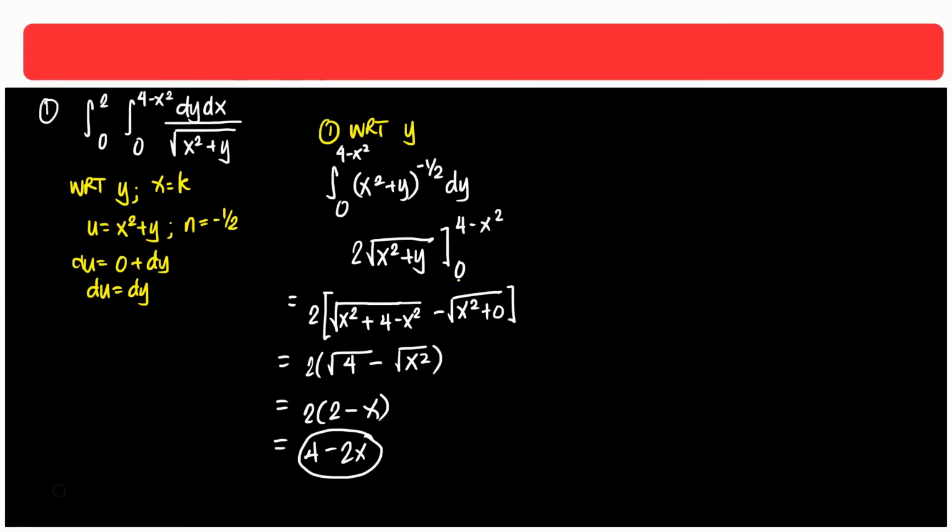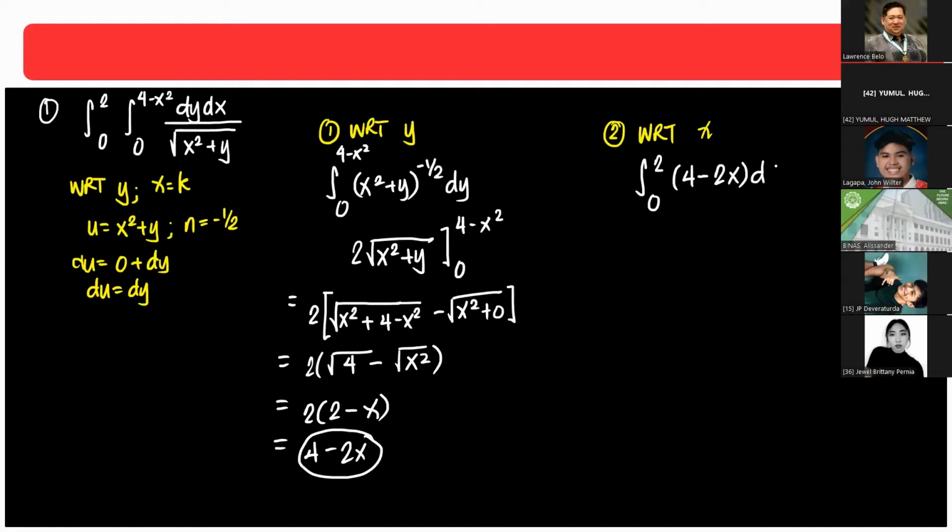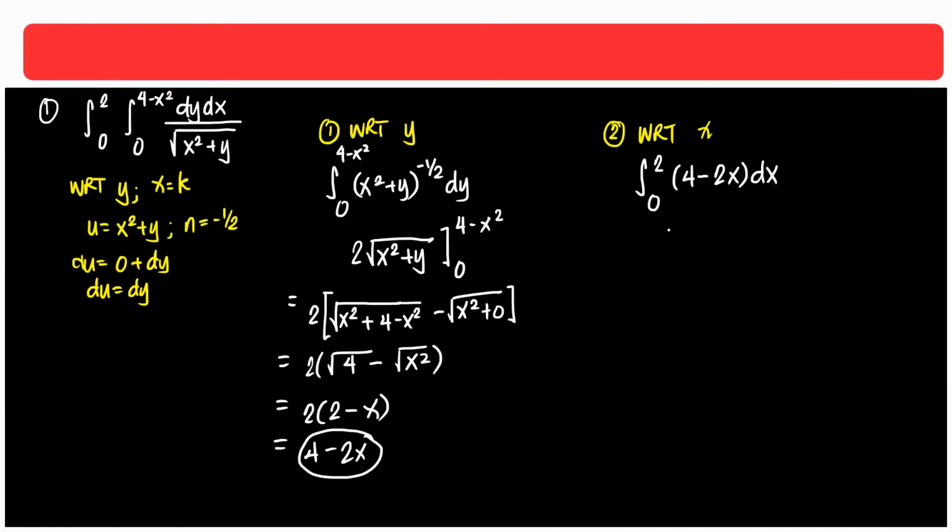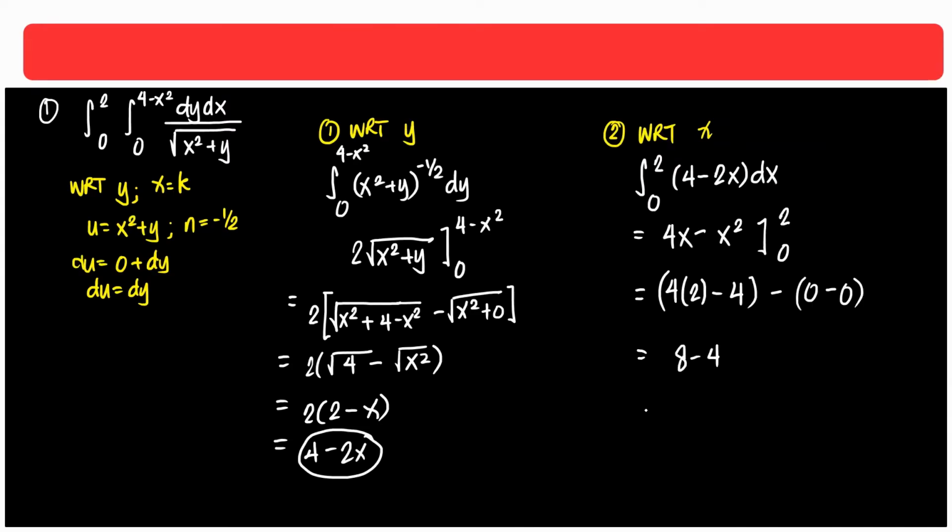Now we are integrating with respect to x. So let's write the problem. From 0 to 2 of what? 4 minus 2x dx. So we know that this one is readily integrable. That's just 4x minus x squared from 0 to 2. That's 8 minus 4, minus 0 minus 0. So this one is 8 minus 4. So the final answer is 4.